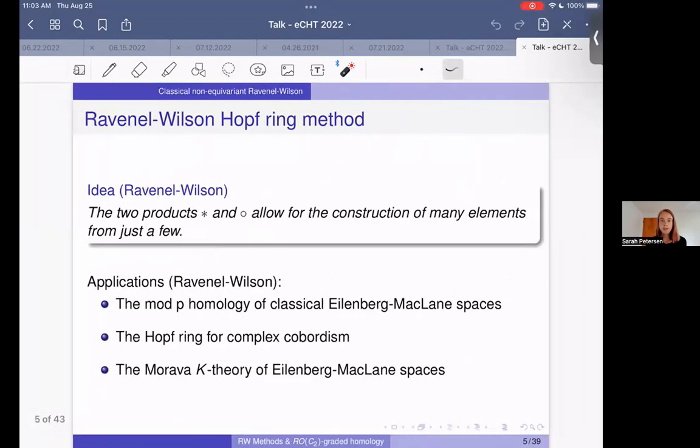So an idea pursued by Ravenel and Wilson was to use these two products, the star and circle product, to produce many elements in homology from just a few. And they applied this approach to compute the mod P homology of classical Eilenberg-MacLane spaces, the Hopf ring for complex cobordism, and the Morava K-theory of Eilenberg-MacLane spaces. So the example we're going to focus on today as motivation for the equivariant computation is this mod P homology calculation of the classical Eilenberg-MacLane spaces.